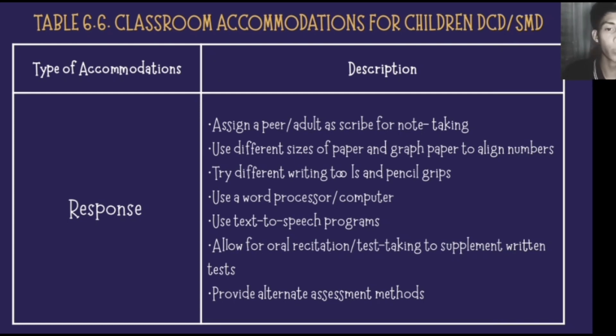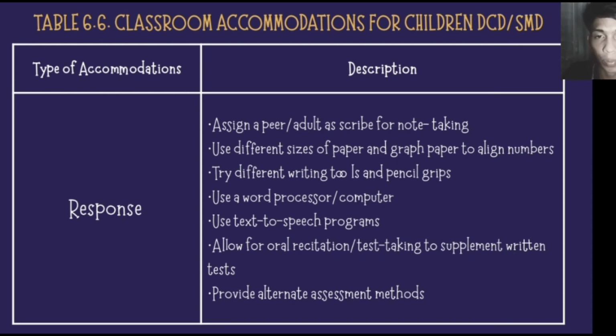It's important that we have a response so that we can deliver to our children what they need to learn. For the description, we have here: assign a prepared adult as a scribe for note taking, which will serve as guidance. Use different sizes of graph paper to align them, so that it is easy for them to trace the lines to create a number. Try different writing tools and pencils.